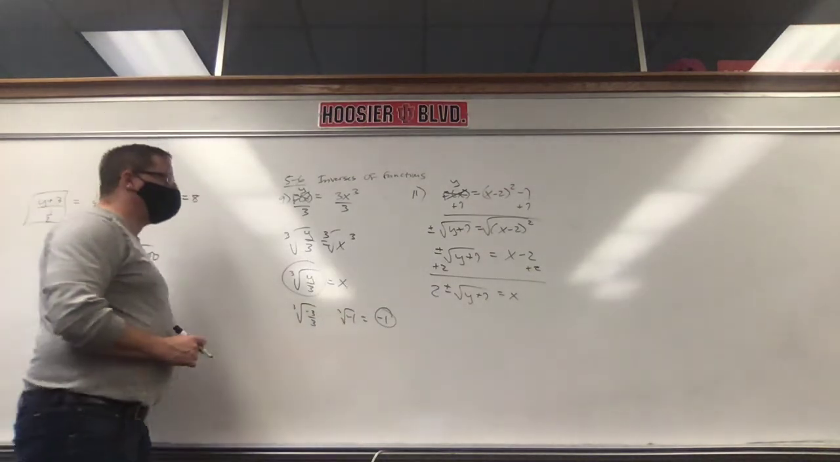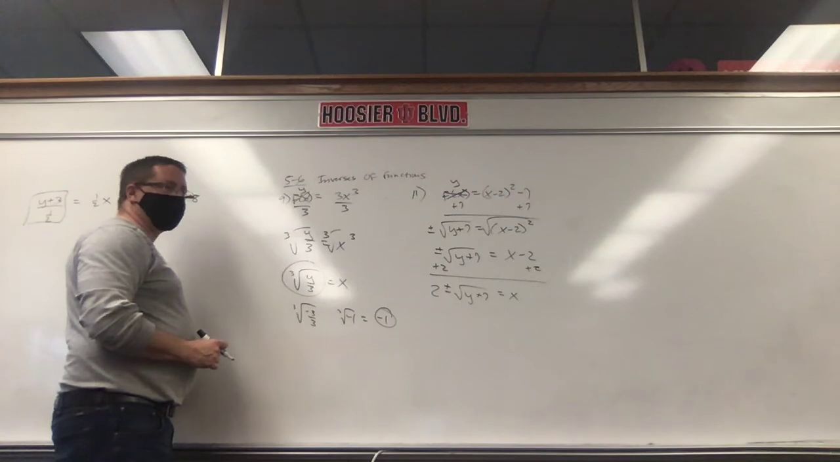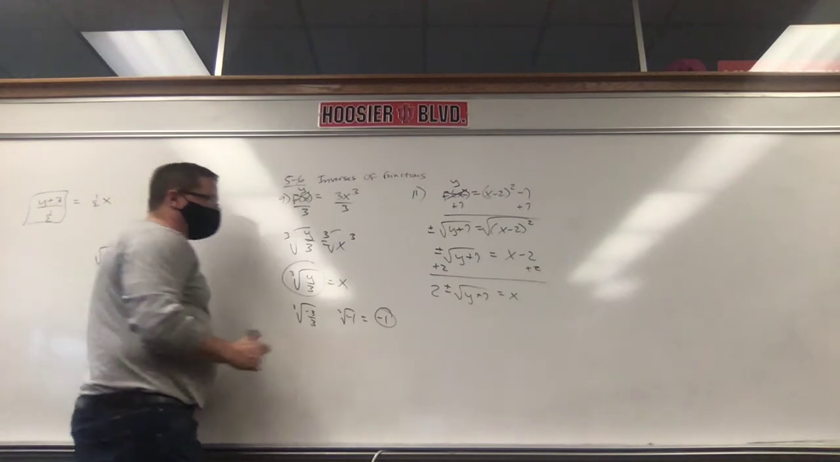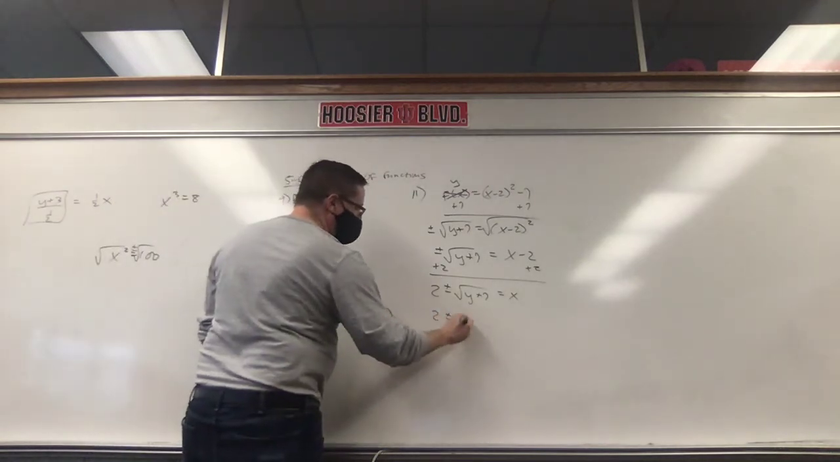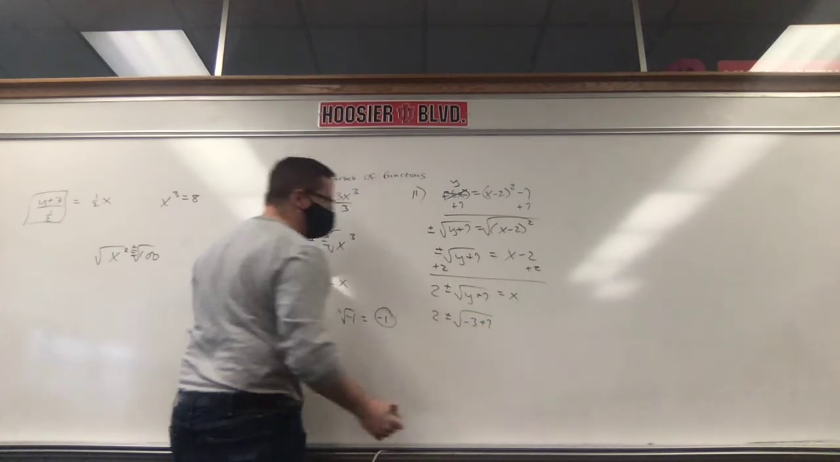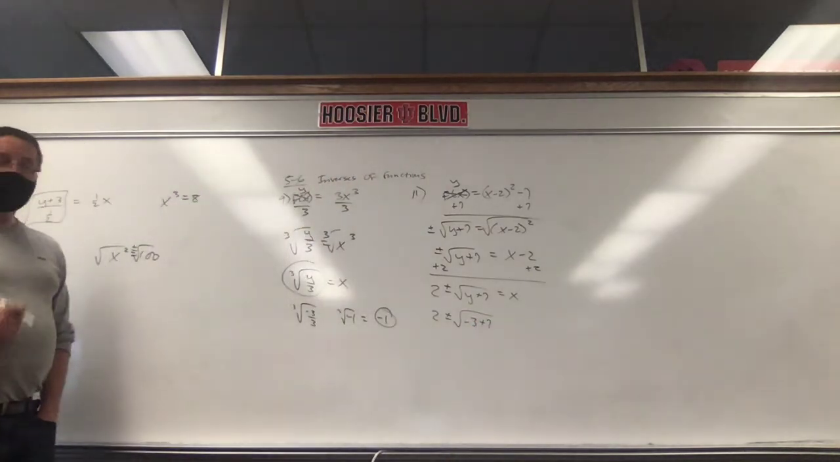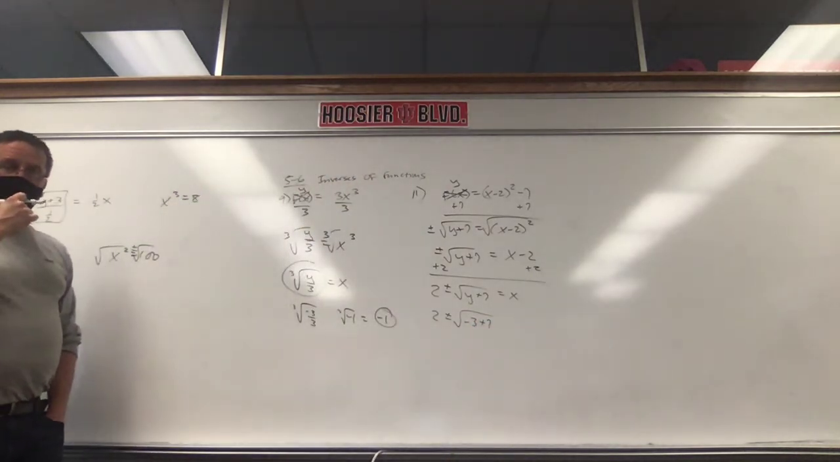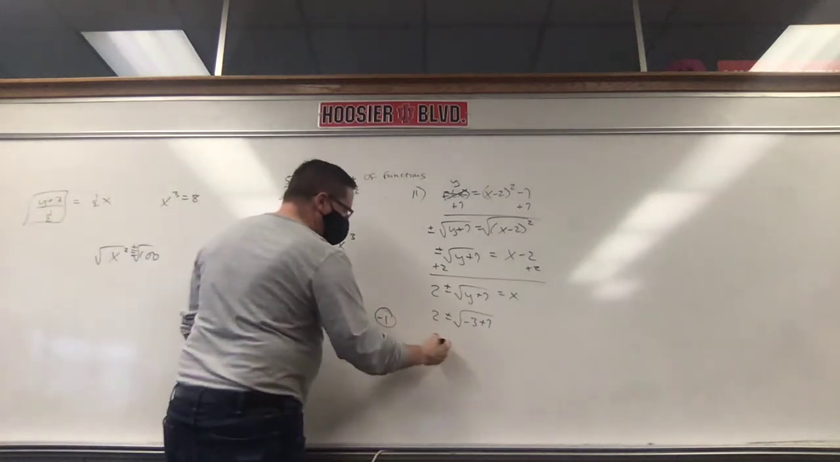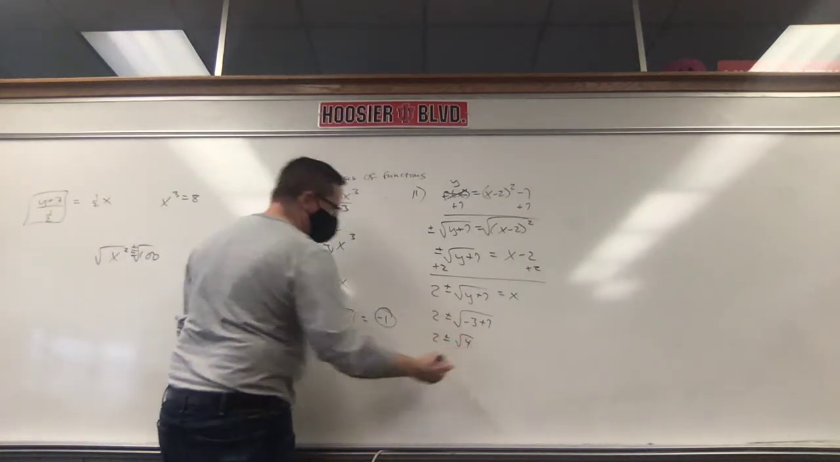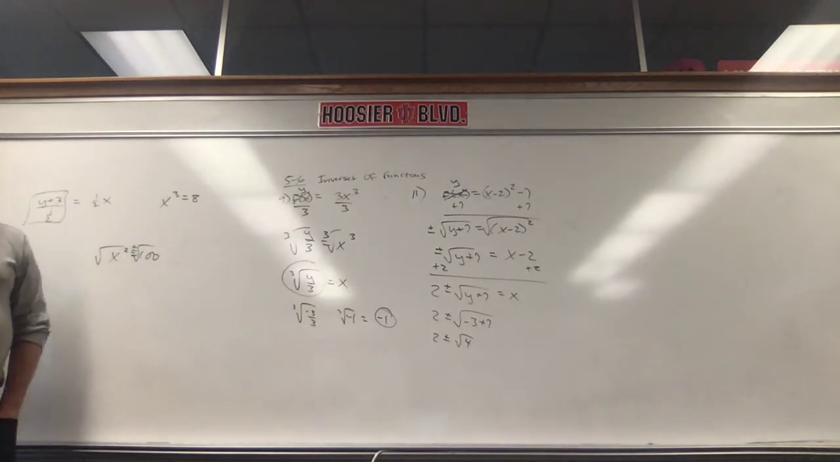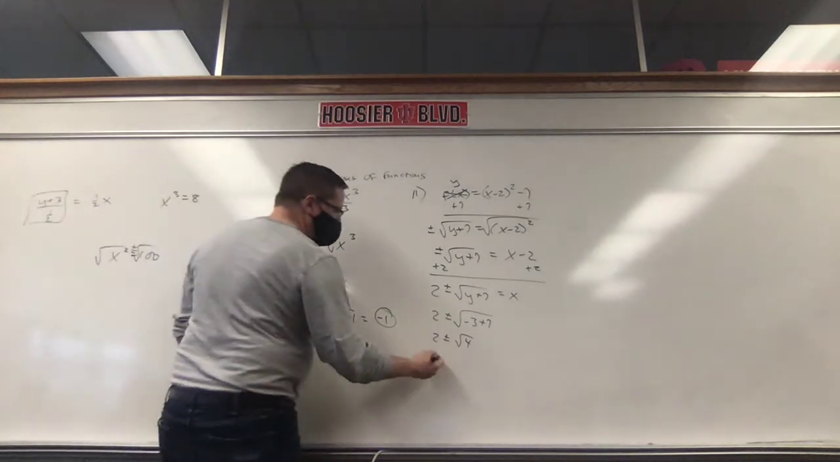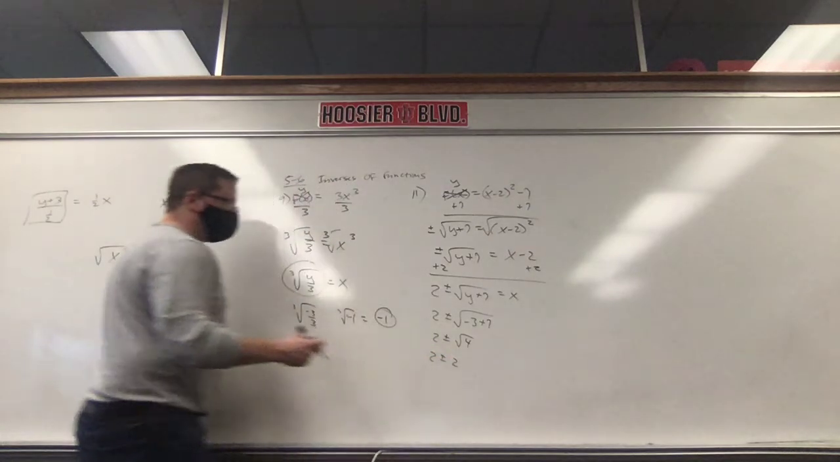Okay, if we plug in negative 3, let's take this kind of slow here. This is a little bit tricky. We're going to plug in negative 3. So 2 plus or minus radical negative 3 plus 7. Well, negative 3 plus 7 is 4. So 2 plus or minus radical 4. And radical 4 is 2. So 2 plus or minus 2.